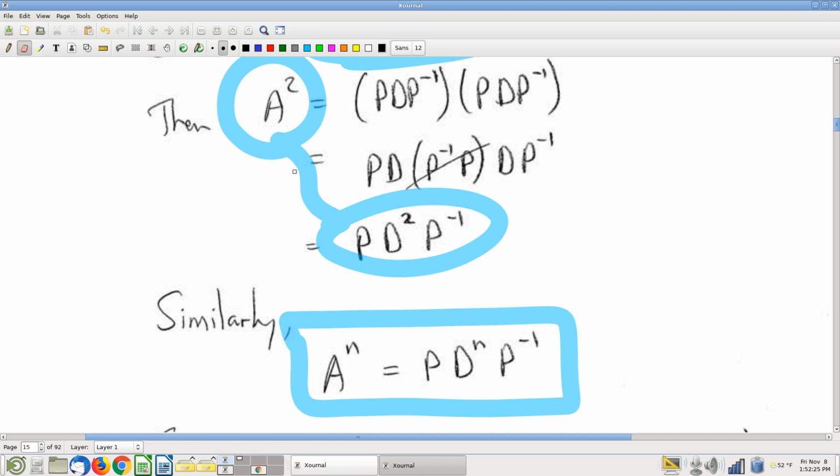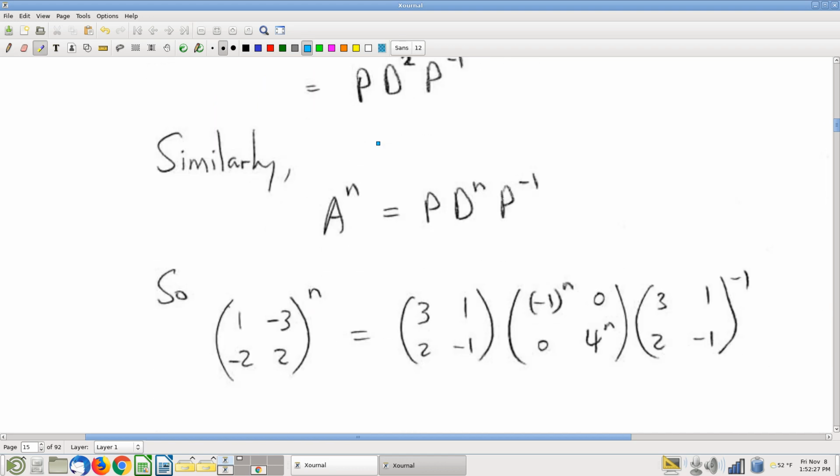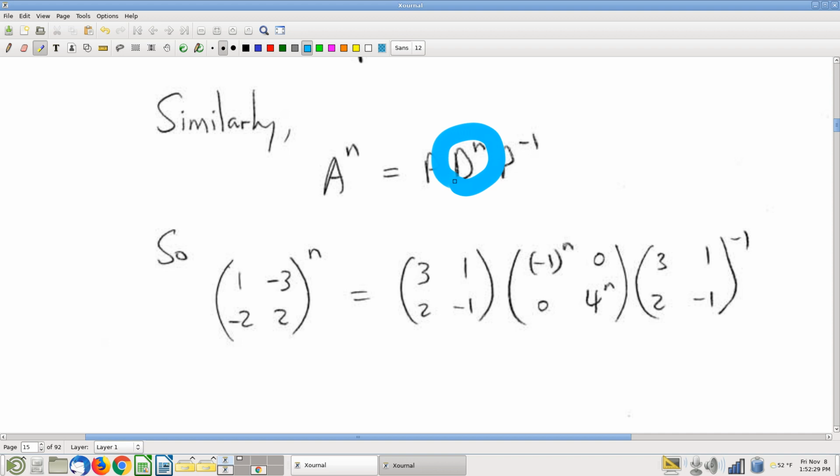Okay, so what does this do for you? Why is this a win? Well, the reason is that raising a diagonal matrix to a high power is easy. It's super easy, in fact, because when you multiply a diagonal times a diagonal, you just multiply the elements on the diagonal. That's easily confirmed. Just do an example, persuade yourself. So you want to raise some diagonal matrix, such as -1 and 4 on the diagonal, to an nth power? Okay, here you go. Nothing to it.